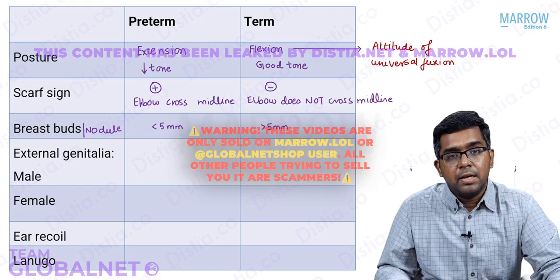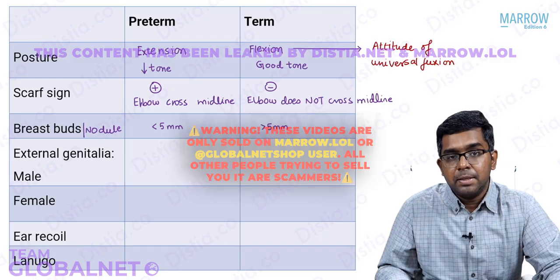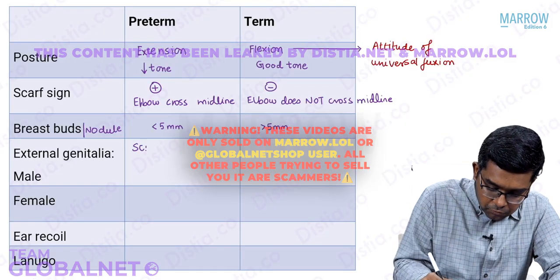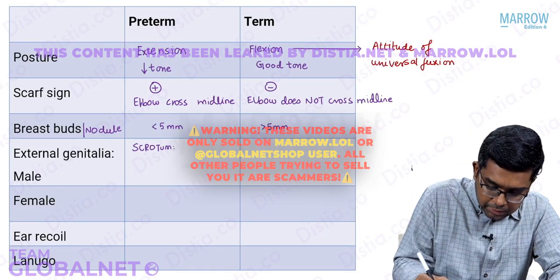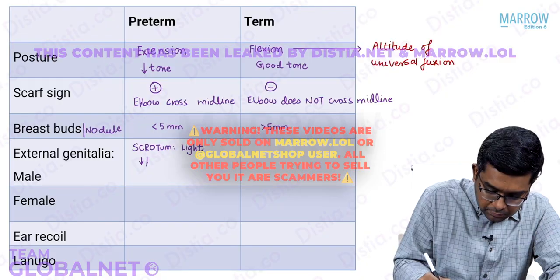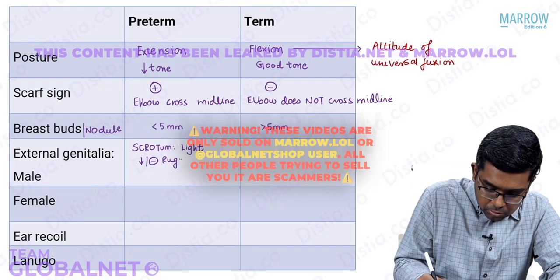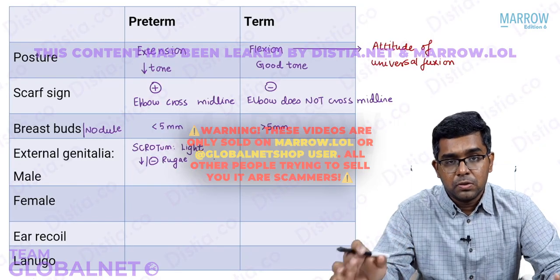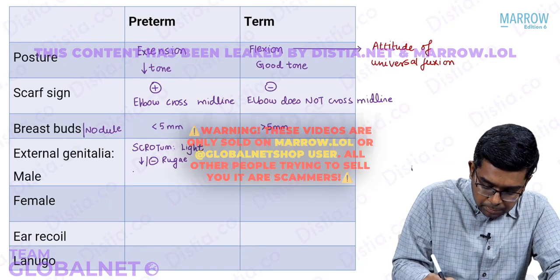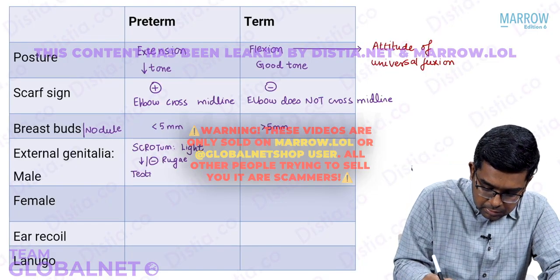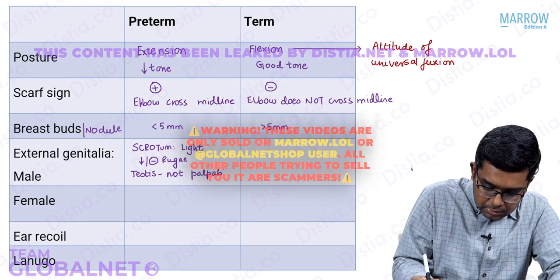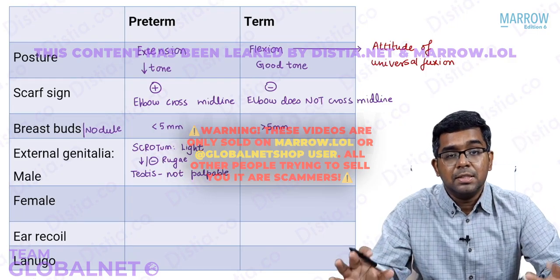Okay, then with regards to external genitalia, in a preterm male baby, it is the scrotum region which we have to look for. Scrotum appears to be light, that is not very pigmented, and there is very less or even absent rugae. We all know that rugae refers to the markings on the skin of the scrotum. Very less or absent rugae in a preterm baby. And remember, if you palpate the scrotum, the testis may not be palpable. The reason, we all know that testis descends into the scrotum only by 36 weeks of gestation.